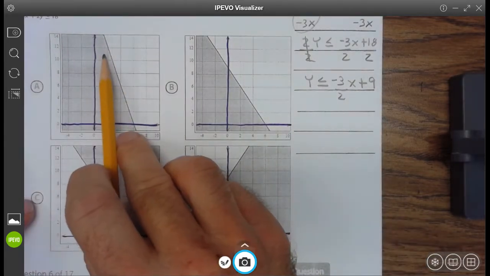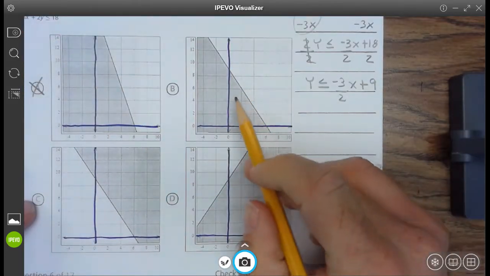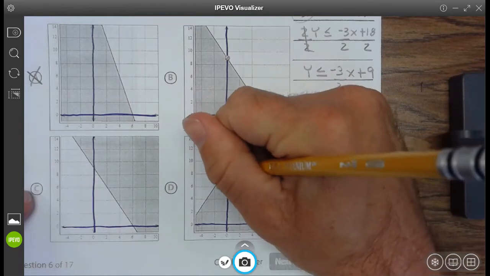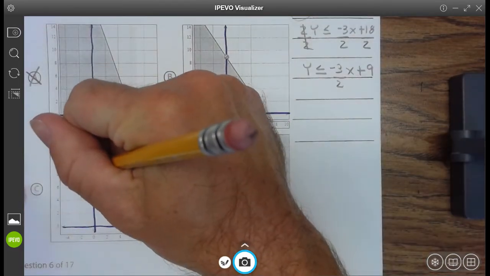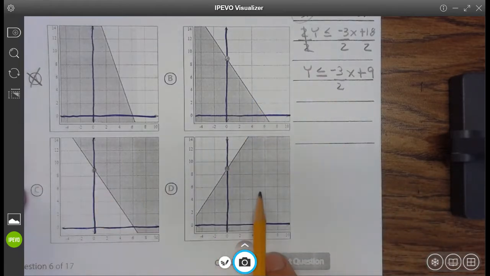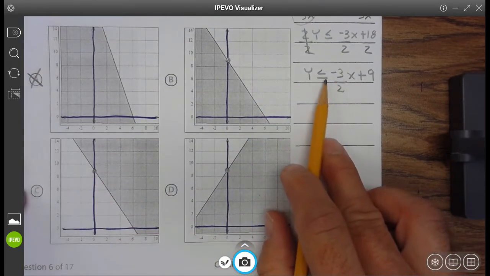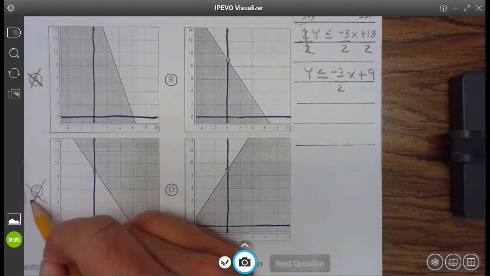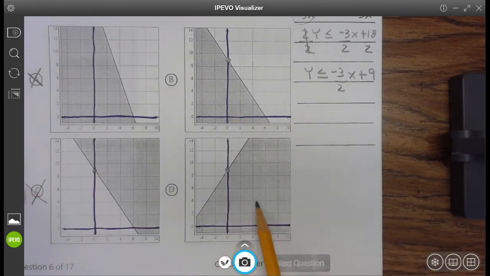That does not have a y-intercept of 9, so you can mark out A. This does have a y-intercept of 9, so we're good there. This is good, y-intercept of 9, and y-intercept of 9. So these are okay on the y-intercept. This is a solid line. They're all solid lines. So now we know we're shading below. This is not below, so we can mark out C. This is below, so we're okay.